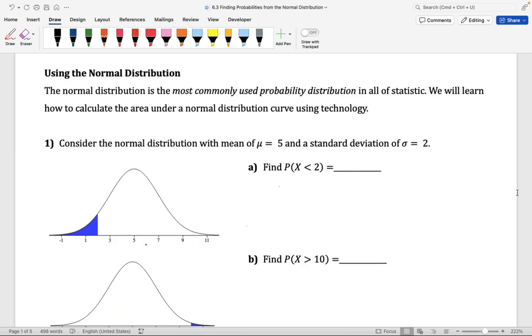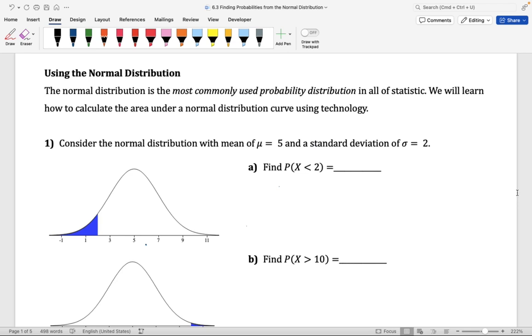Now, let me remind you that the most commonly used probability distribution in all statistics is the normal distribution. The reason why is because a lot of real-life scenarios follow a normal distribution. I will be giving you some real-life scenarios in this lesson. You're going to be seeing some real-life scenarios on your homework. When I first start talking about normal distributions, I don't talk about real-life scenarios because first I want you to get familiar with the probability curve. I want you to get familiar with technology, and then we can go ahead and start looking at real-life scenarios.